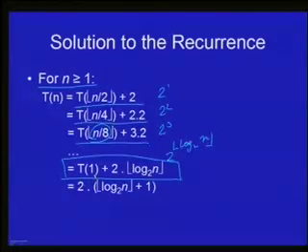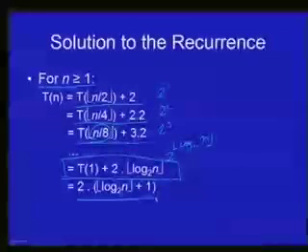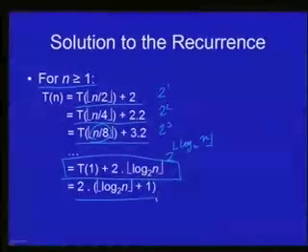And so T1 we of course know, by the same relation, is T0 plus 2, so we add 2 one more time, so finally the number of multiplications turns out to be 2 times the floor of log n plus 1.